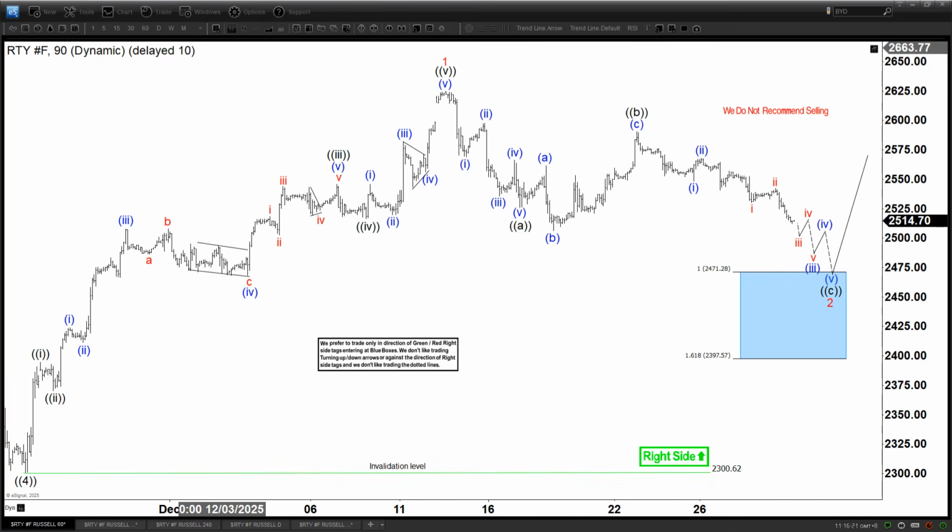Today is December 31st, the last trading day of the year. And for the chart of the day, we are currently looking at the Russell 2000 futures, 90 minutes time frame here.